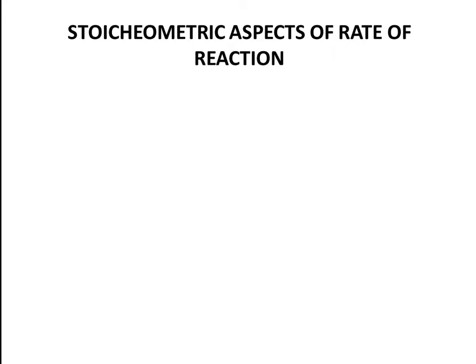Now we discuss the important aspects of rate of reaction in terms of stoichiometry. What is stoichiometry? Suppose we have a Haber process here. This is called the Haber process. I always give this example because I like it. Very simple example. This is a stoichiometry. So what we see, stoichiometry of nitrogen is 1, stoichiometry of hydrogen is 3, stoichiometry of ammonia is 2.